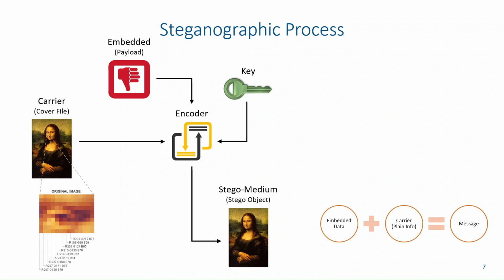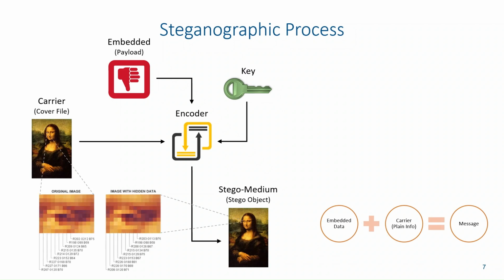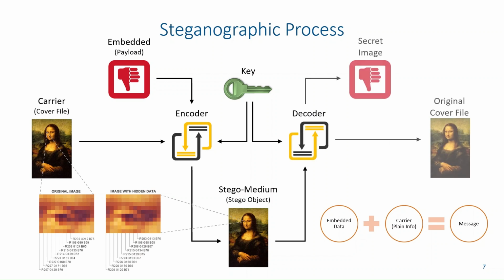So if you were to look at the difference between the original image and the new Stego-medium, by the naked eye, you wouldn't even be able to tell the difference. But if you look closely at the numbers here in the bottom left, you'll notice that the R, G, and Bs are all slightly off. Not enough for the eye to notice. In order to recover the embedded, we need to run it through the decoder. This time I'm going to use the key to decrypt it to extract the secret image and the cover file.